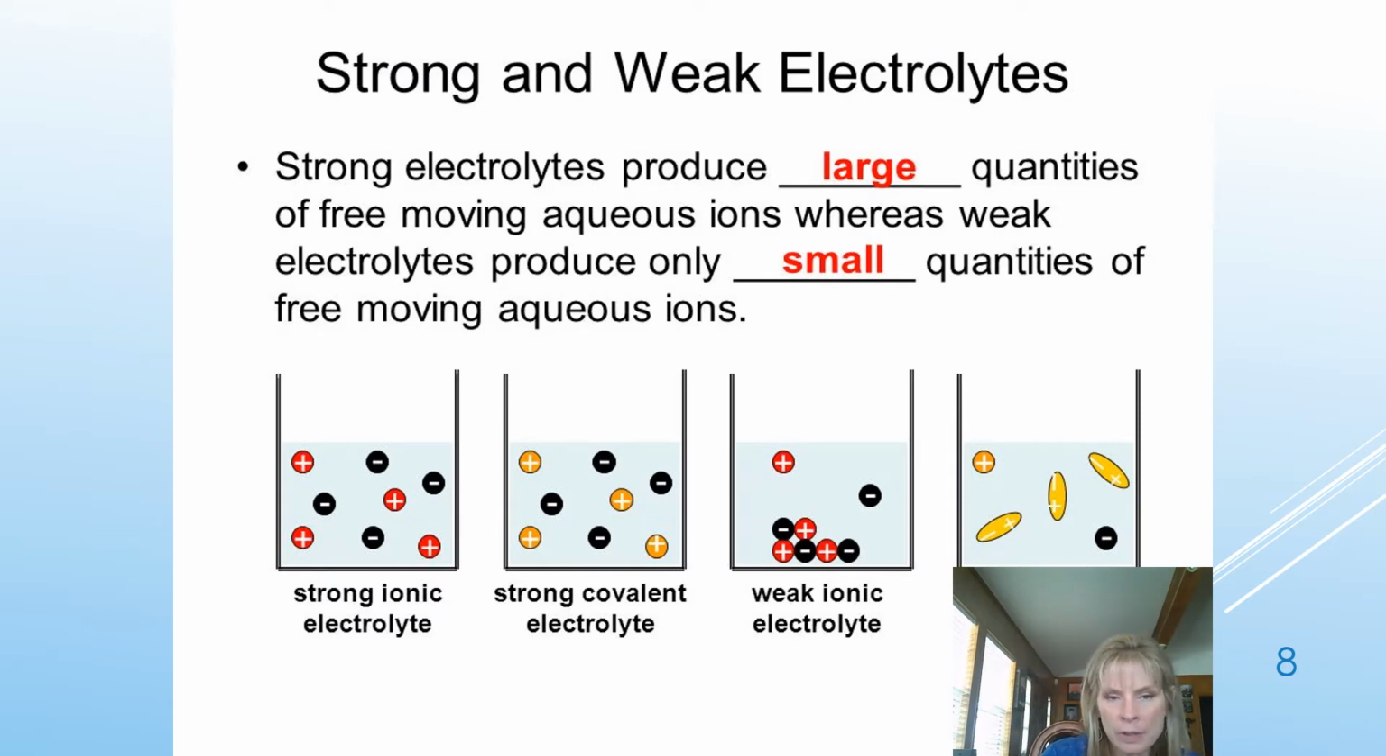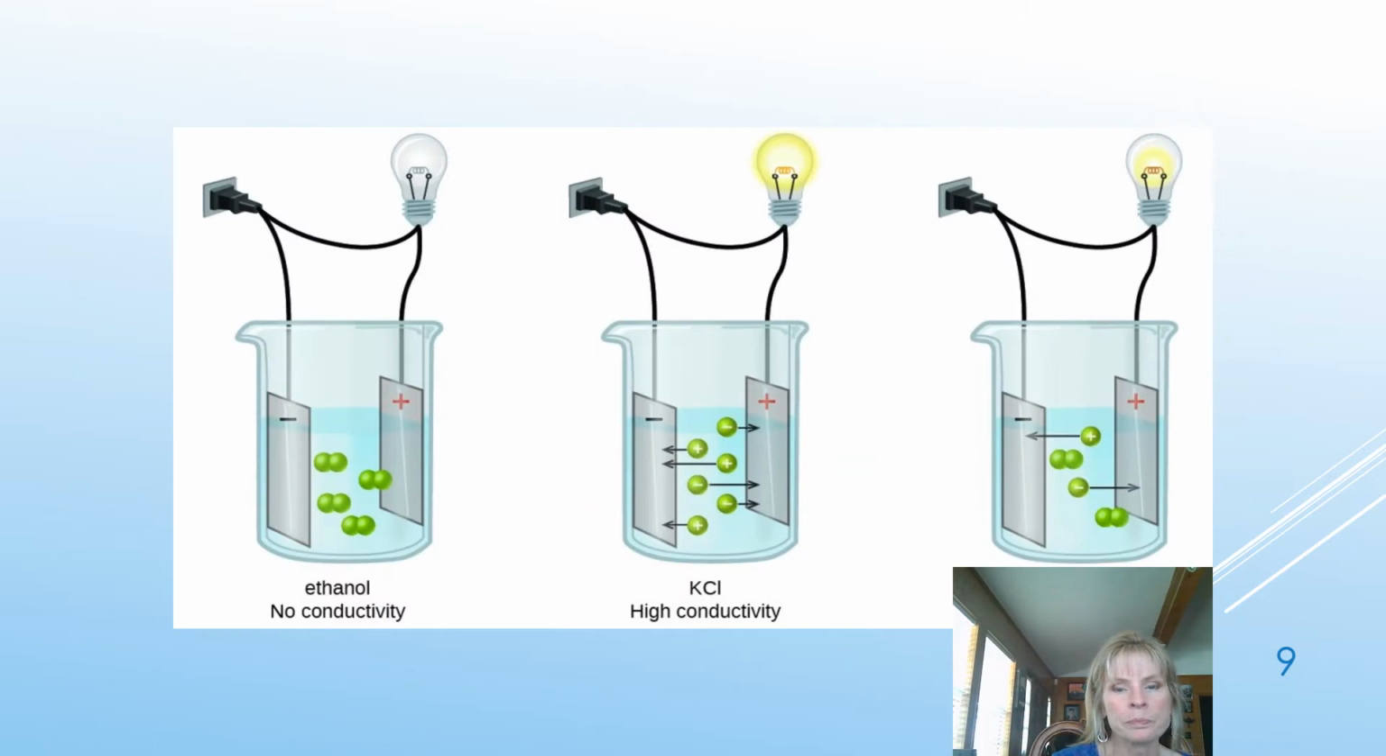Strong and weak electrolytes. A strong electrolyte produces a lot of free-moving aqueous ions. So that means when it breaks apart, every bit of it breaks apart, not just a little bit. Things that would make a weak electrolyte are things that would produce small quantities of ions. So only a few of the little ionic compounds will break apart rather than all of them.